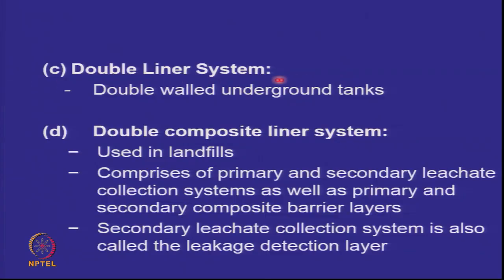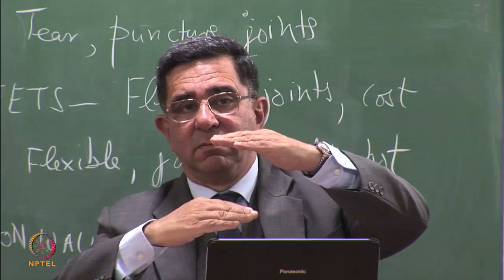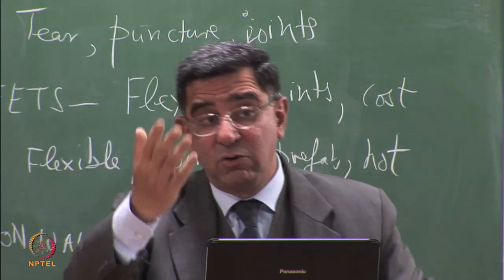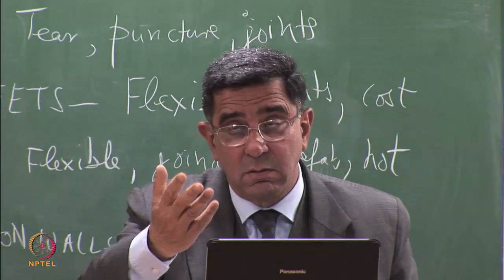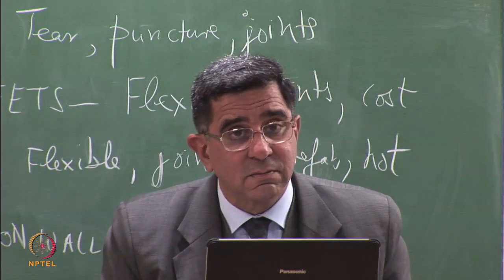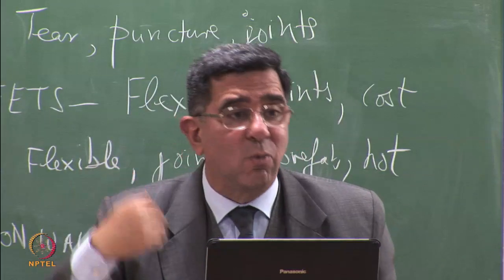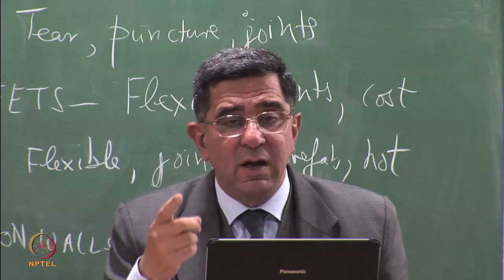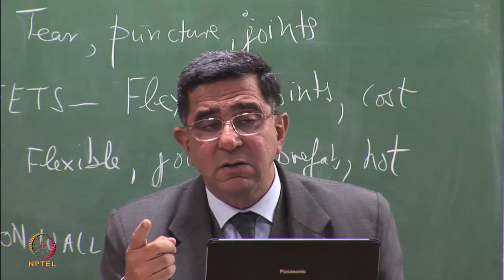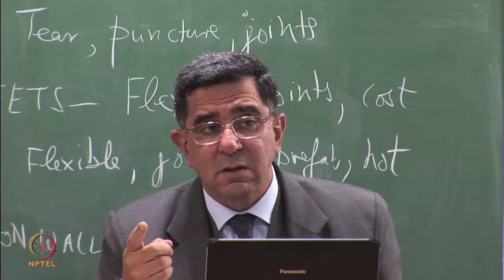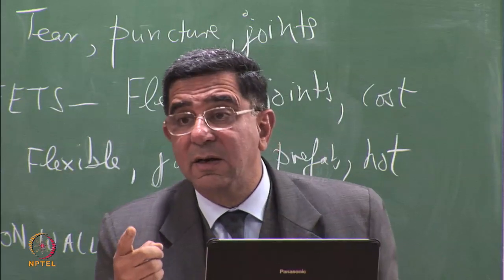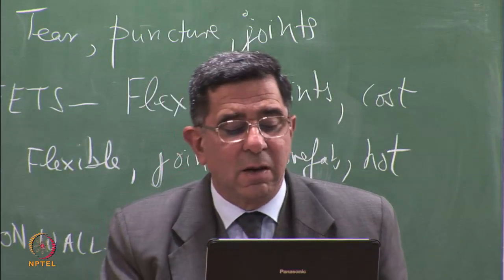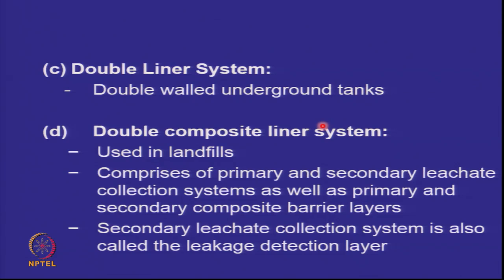You can have a double liner system, two walls, or two polymeric, you have double walled overhead tanks, an inner wall and an outer wall, but they are not double composite liners. Double composite liner means repeating the element.